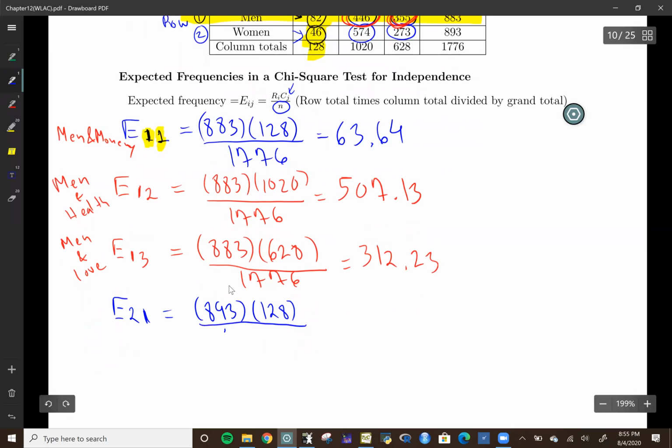And you divide this by 1776. Any question how I got 893 times 128 divided by 1776? Okay. So I'm going to trust you could do that in your calculator, so I'm just going to do that in mine right here. So you get 64.36. All right, so that's the expected value for the second row, column 1. Any question for that first expected value?